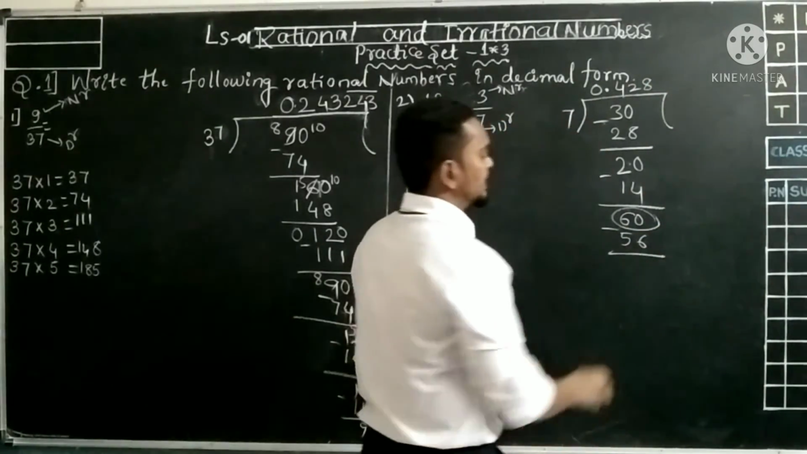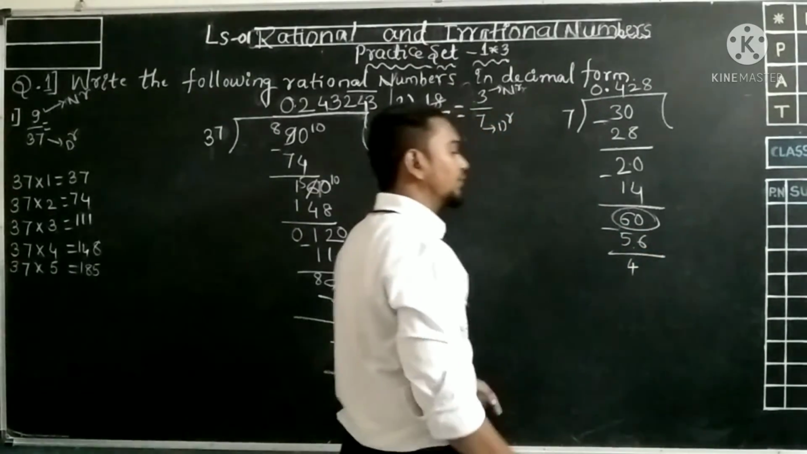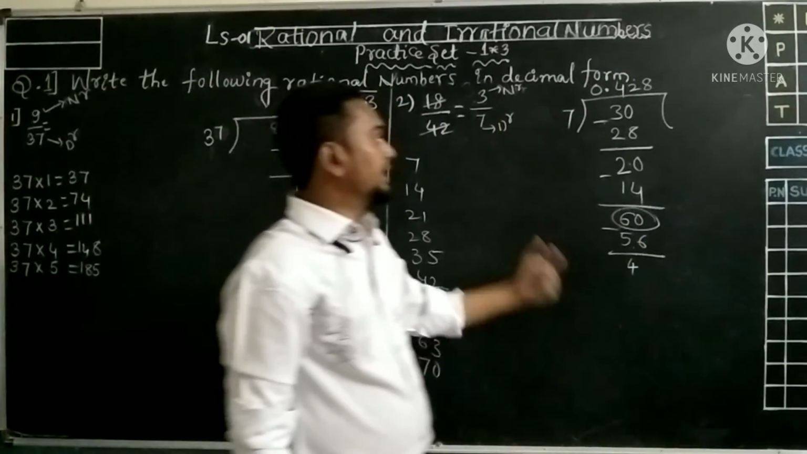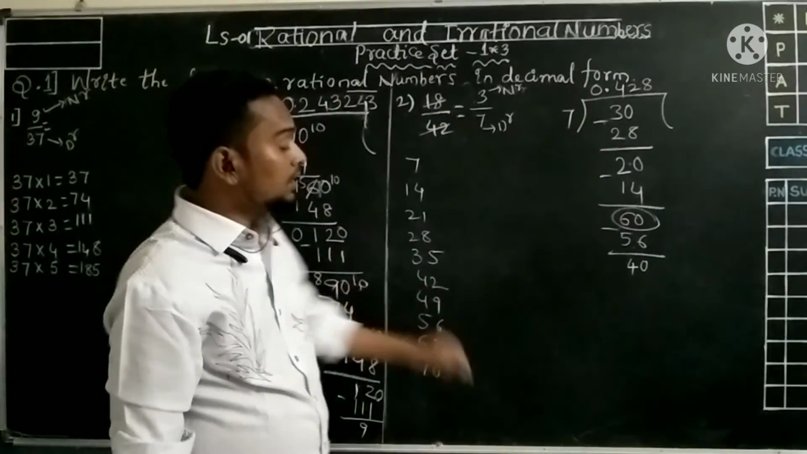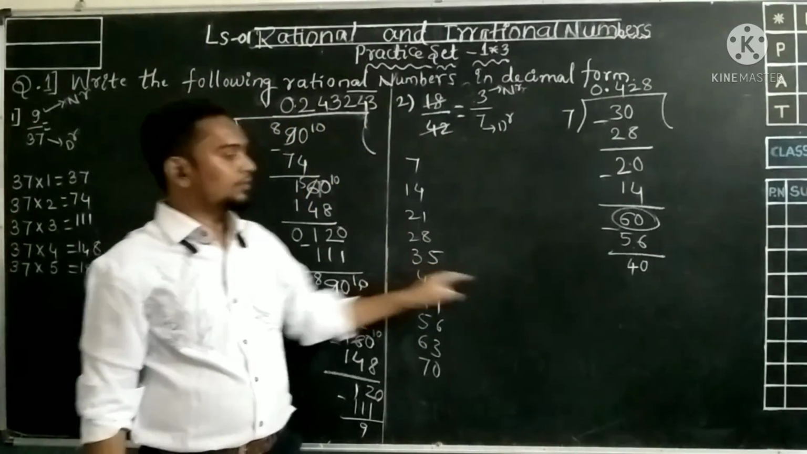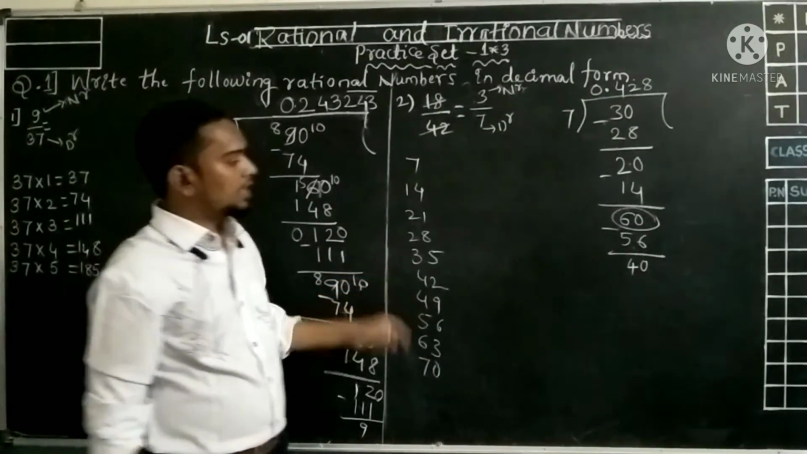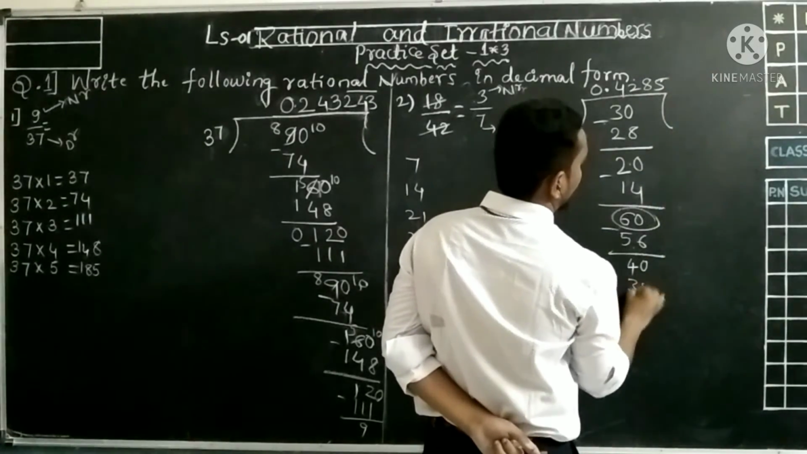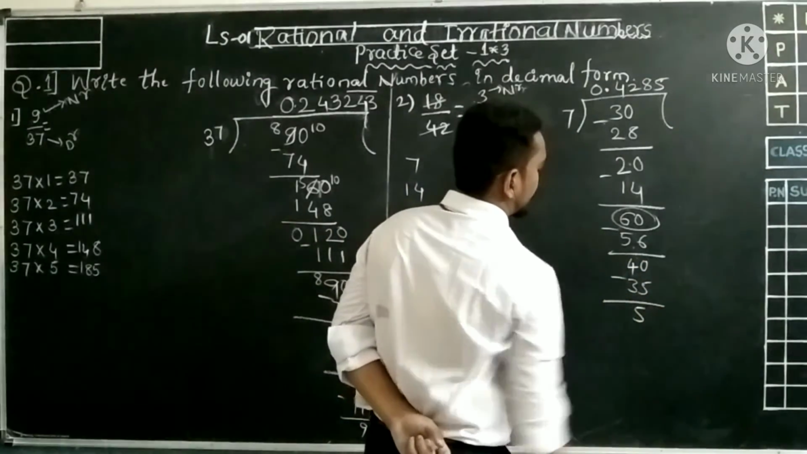60 minus 56 means the value is 4. Now we will take the decimal point, that is 0. 40 is not in the 7th table. 7 5s are 35. Therefore, 40 minus 35 is 5.